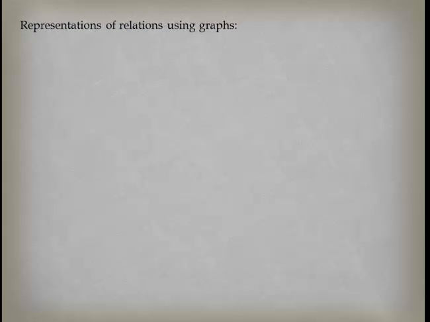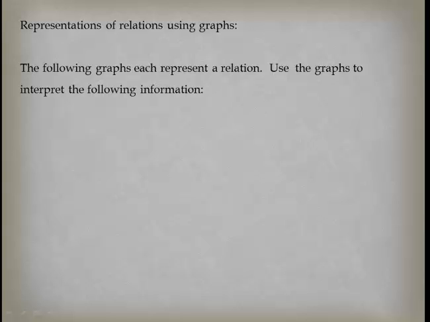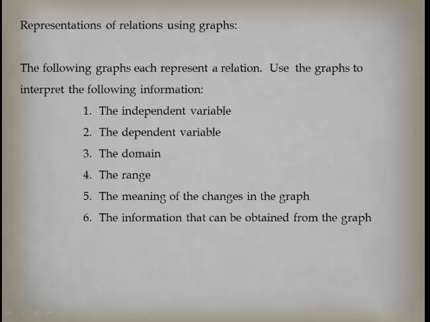So representing relations with graphs, I have some graphs that I'll show you, and we're going to interpret some information. We're going to find out what the independent variable is, what the dependent variable is. We're going to identify the domain, the range, what the meaning of the changes in the graph are, and any information that can be obtained from the graph.